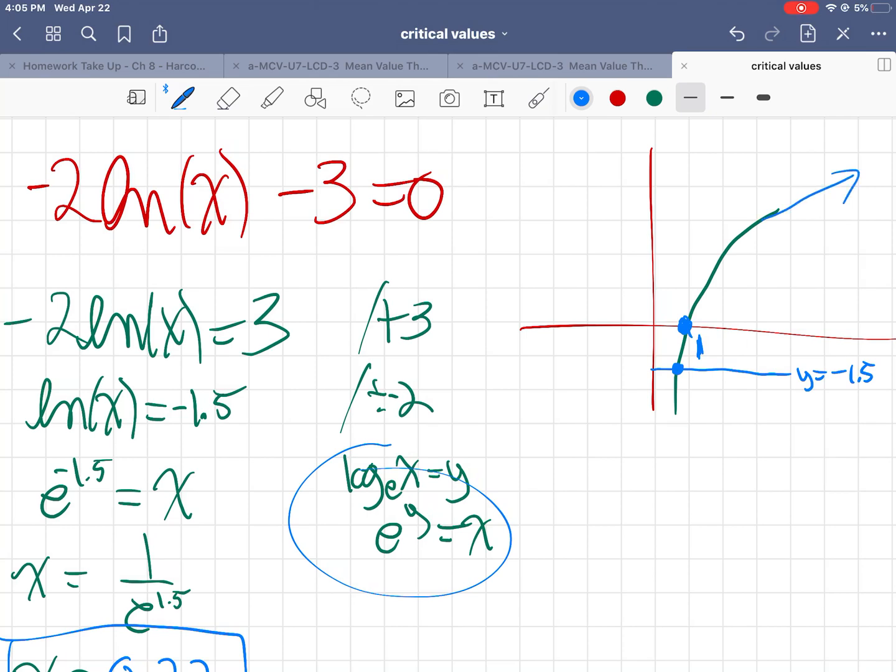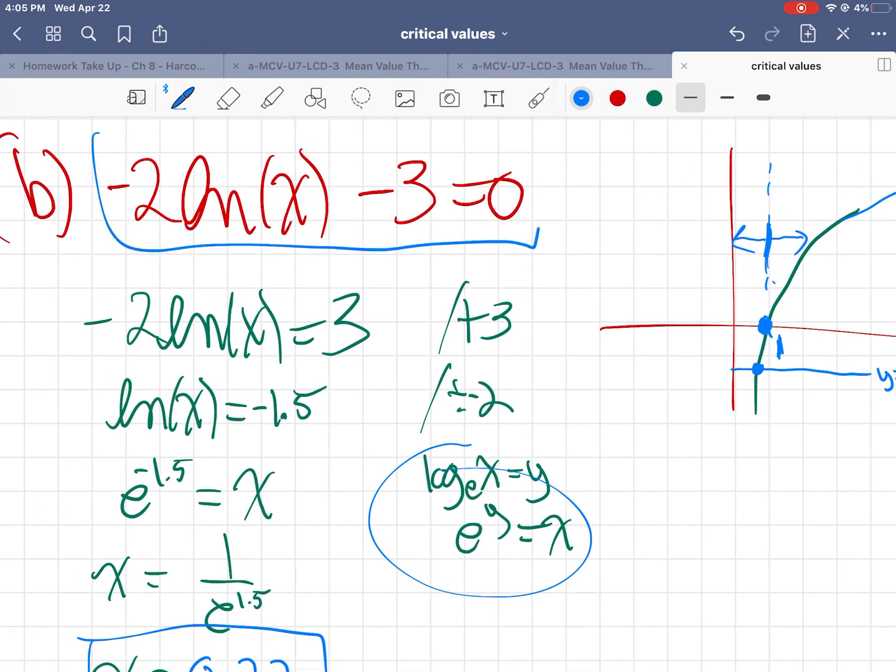So if you notice, to the right of 1, the y values are positive. To the left of 1, the y values are negative, right? That's an important dividing line there. All right, so here's the equation. Negative 2 ln x minus 3 equals 0.